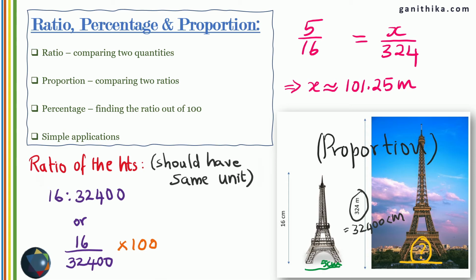So proceeding to percentages, if I want to find the percentage of the ratio of the heights, I'll simply multiply the ratio by 100, and which is approximately equal to 0.05. Again notice the approximate symbol, because I'm rounding this off to one significant figure.